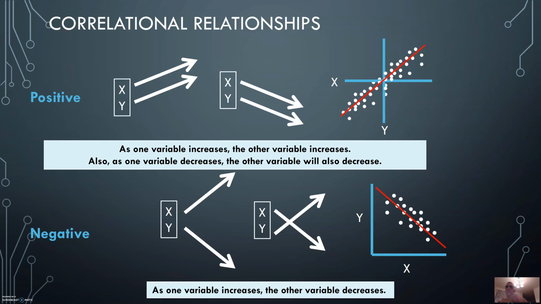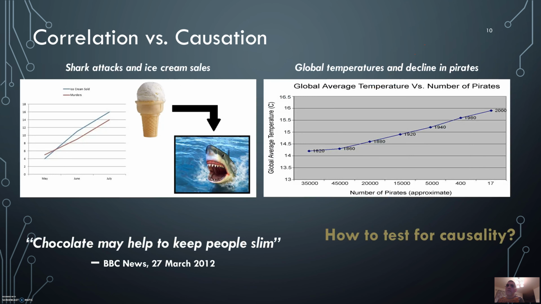Sorry. Yes. So, for a positive correlation, as one variable increases, the other one does as well. Also, as one variable decreases, the other one does as well. With a negative correlation, as one variable increases, the other decreases. Now remember, correlation does not equal causation, and we need to have empirical testing through cause and effect relationships to be able to determine if one variable causes another.